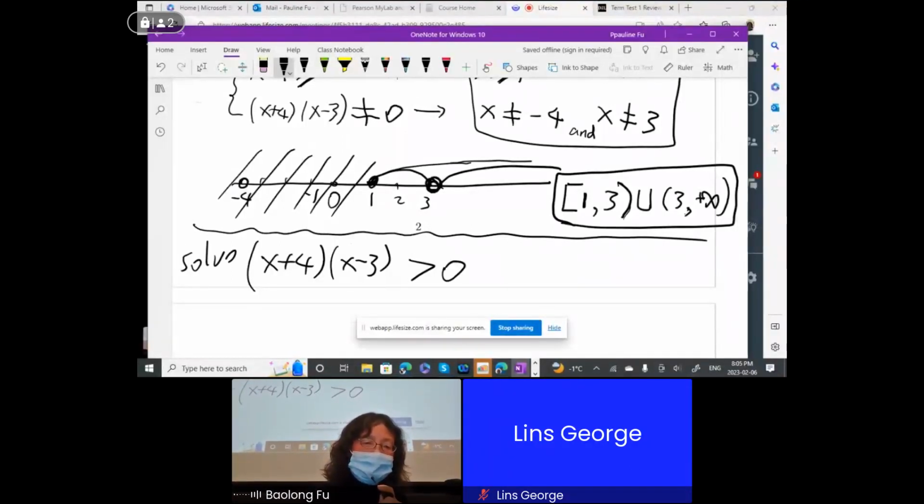The question asks you to solve x plus 4, x minus 3 greater than 0. I just want to give you 1 minute, talk with your neighbor. I want to see how you can solve this question. I give you 1 minute to do this question. Solve x plus 4 times x minus 3 greater than 0.